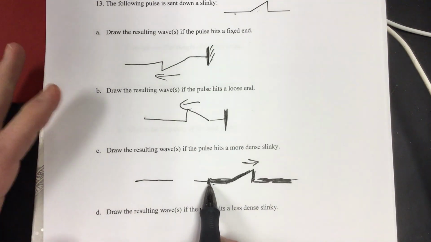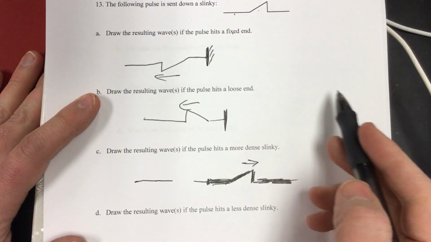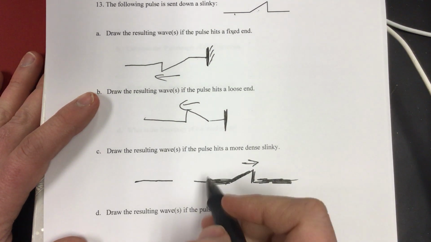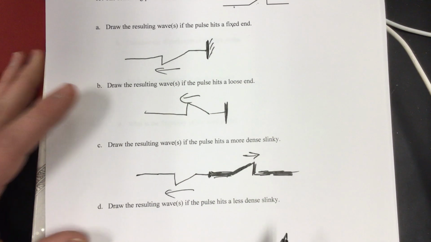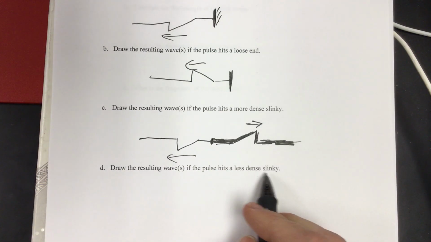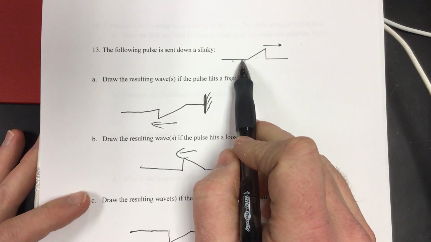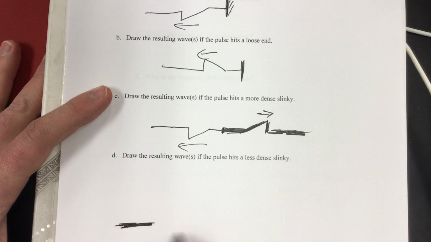Because remember, it does both off of this boundary. Well, if it goes from light to heavy, you said the rule was that it flips. It acts as a fixed end. So it's going to be on the bottom. And there you go. Well, if it hits a less dense slinky, so now we're saying this is the heavy slinky or heavy string, and it hits a lighter one. So again, let's set up our drawing.